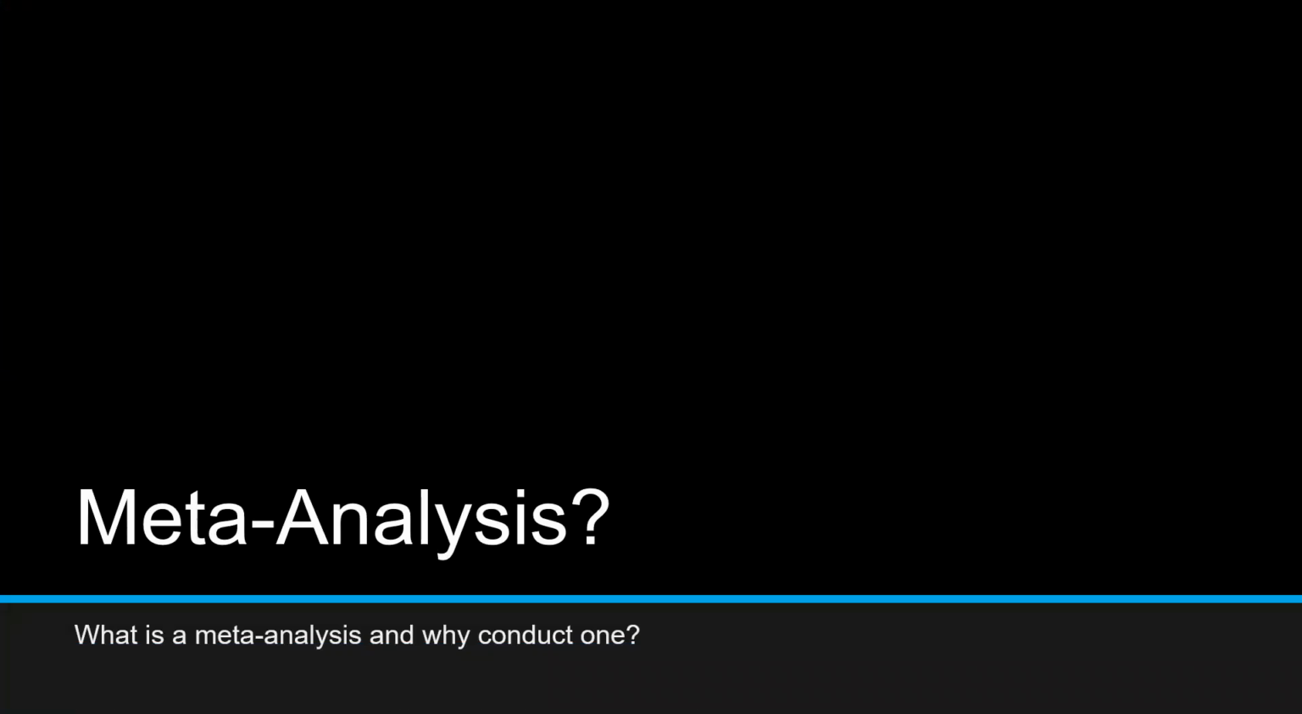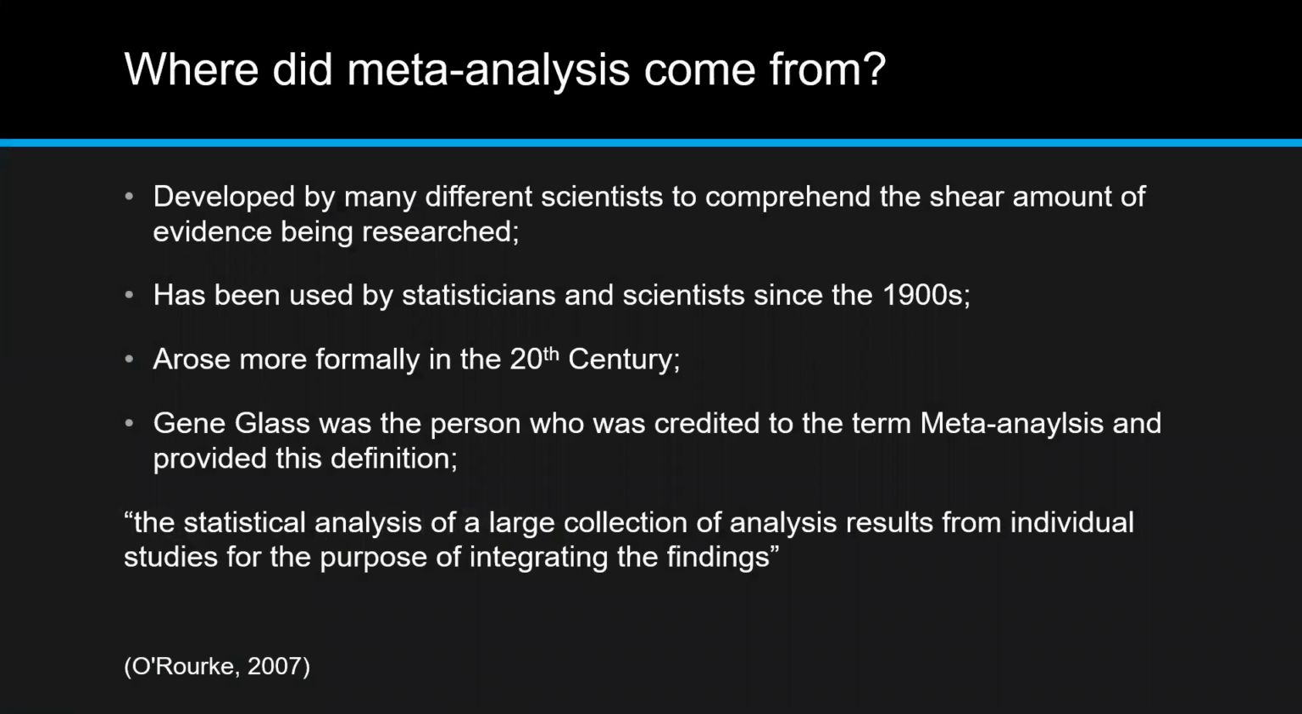In this presentation, we'll be discussing why we conduct a meta-analysis and what exactly is one. But first, where did it come from? Who invented it? The research I've done showed not a single character was responsible for the developing of the meta-analysis. However, there was a notable point in time which American scientists were reviewing 60 years worth of psychology research, so there was a demand for a better way. Jean Glass was actually credited to the term meta-analysis and provided this well-rounded definition: the statistical analysis of a large collection of analysis results from individual studies for the purpose of integrating the findings.